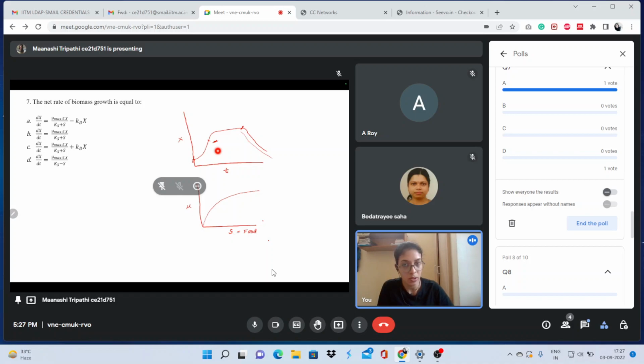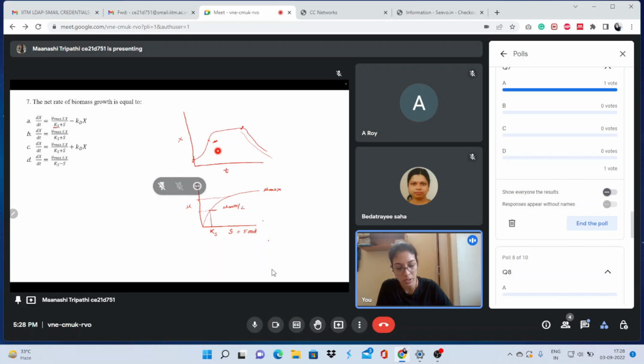Mu versus S diagram looks like this. Ks is half saturation constant. Half saturation constant means, this is S, this is mu max, okay, the highest value. Just imagine this is mu max, and this position is mu max by 2. So whatever S concentration we have at that point, we call it Ks. So this is the diagram that you need to remember.